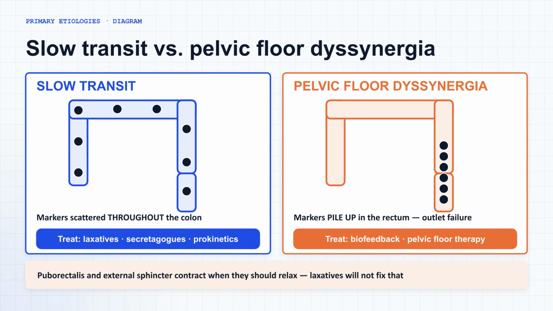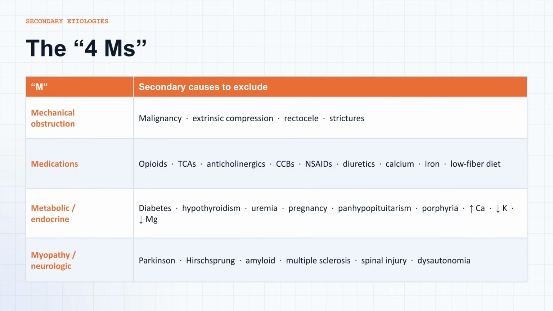One clue at the bedside. Ask the patient to bear down during the rectal exam. Paradoxical contraction is the finding. Before you call it primary, rule out secondary causes. Use the 4M framework. Mechanical obstruction: malignancy, extrinsic compression, rectocele, and strictures.